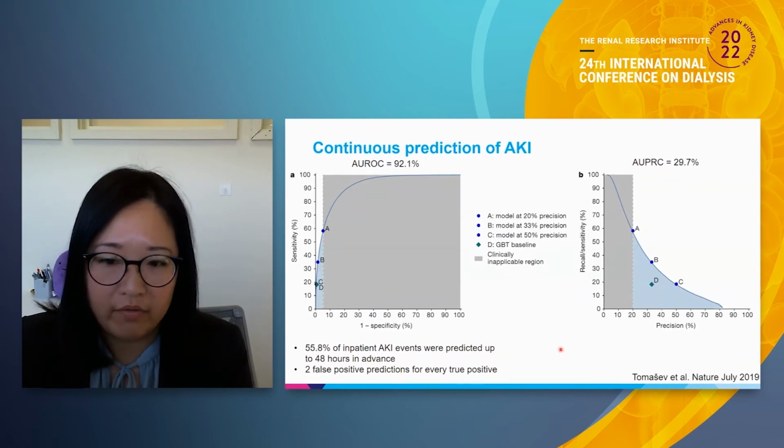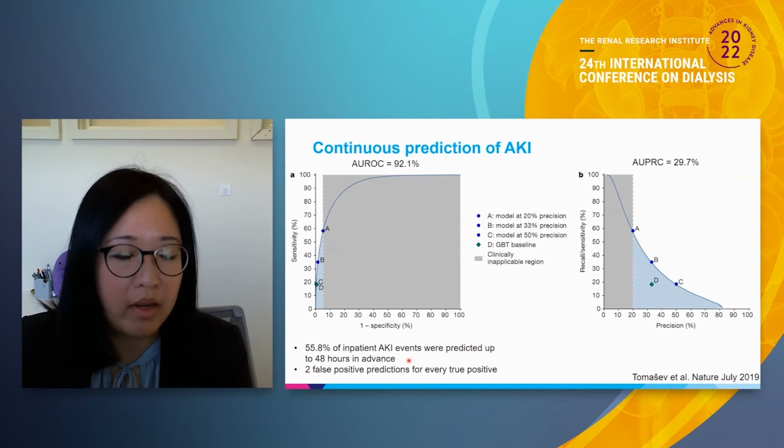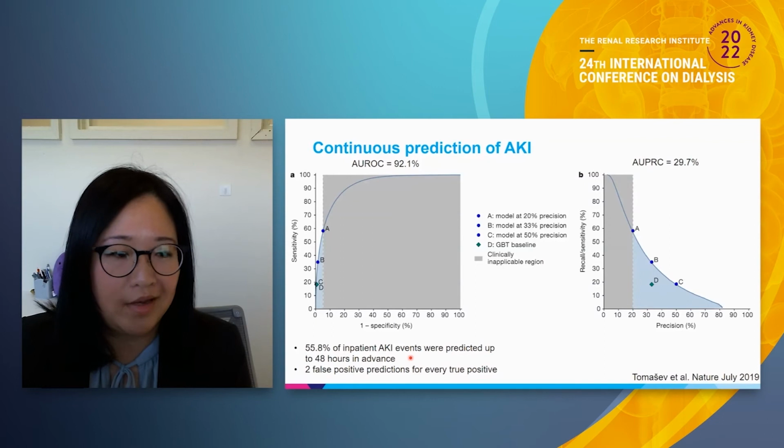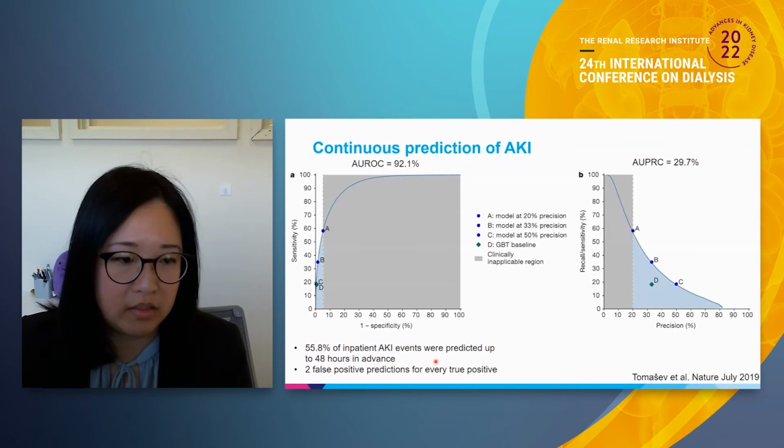The model also identified 55.8% of inpatient AKI events up to 48 hours in advance. And for every true positive prediction, there were 2 false positive predictions.